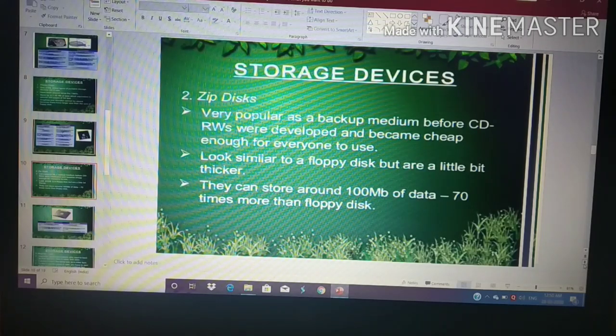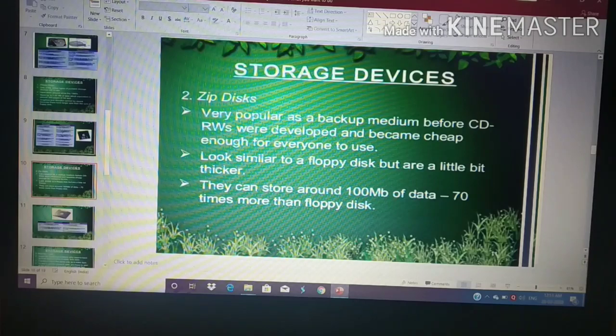The zip disk also looks similar to the floppy disk but is a little bit thicker. Its storage capacity is 100 MB of data. Remember, it can store 100 MB of data, which is equivalent to 70 times more than the floppy disk. That means it has a much larger capacity than the floppy disk.